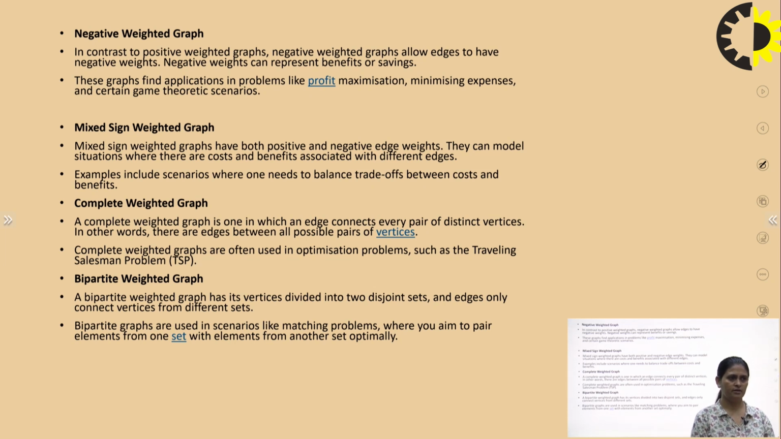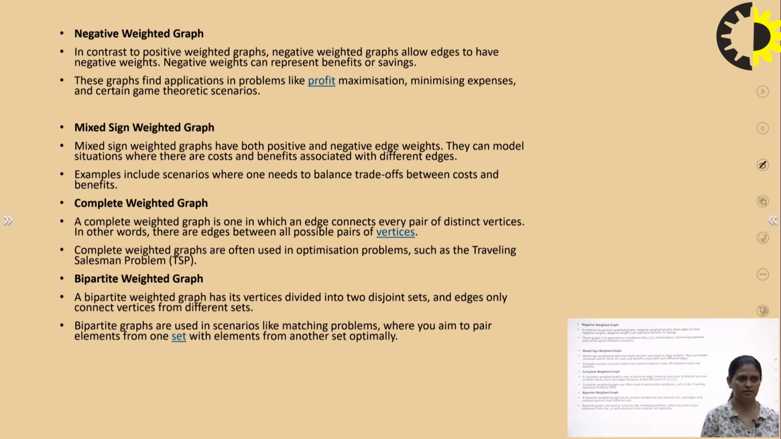Complete weighted graph. A complete weighted graph is one in which an edge connects every pair of distinct vertices. In other words, there are edges between all possible pairs of vertices. Complete weighted graphs are often used in optimization problems such as the traveling salesman problem. This is the application of the complete weighted graph.